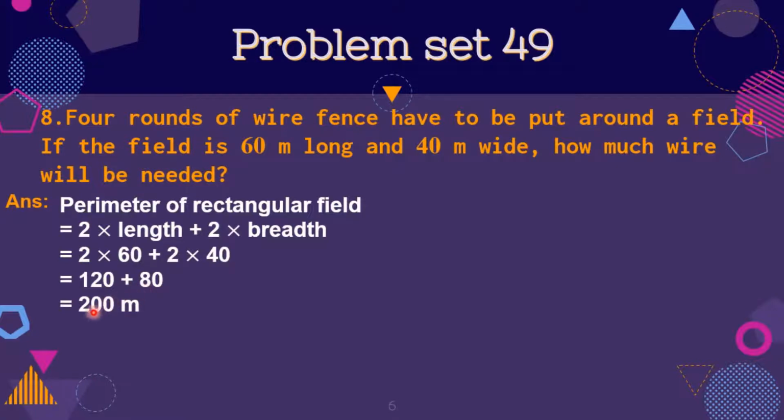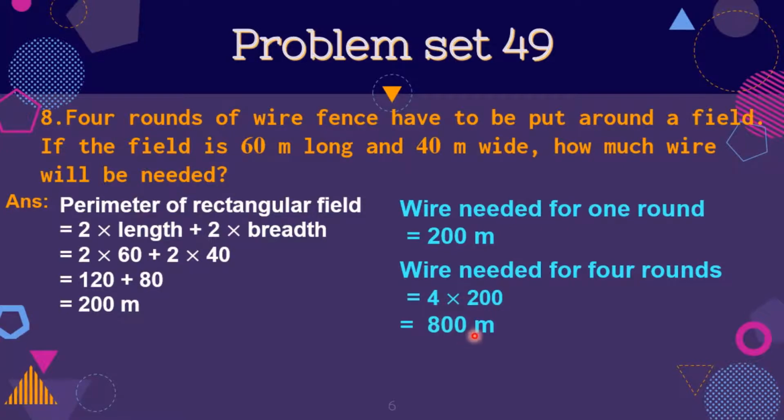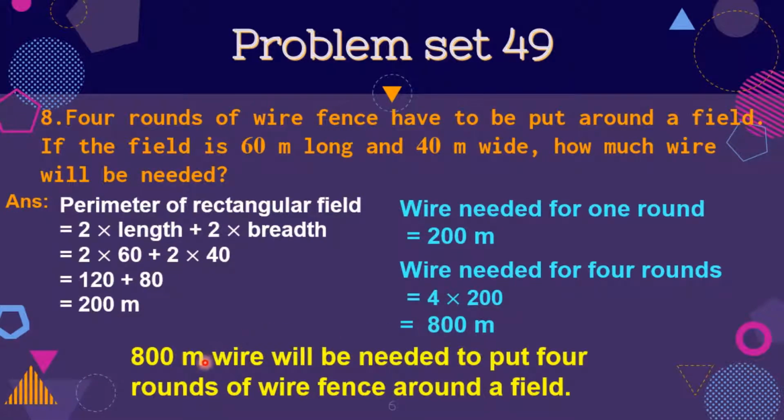Now this we get the wire needed for one round of fencing. Now to find out the wire needed for 4 rounds of wire fence, we need to multiply this 200 by 4. So we write wire needed for 4 rounds is equal to 4 into 200, that is 800 meter. So here we write 800 meter wire will be needed to put 4 rounds of wire fence around a field.